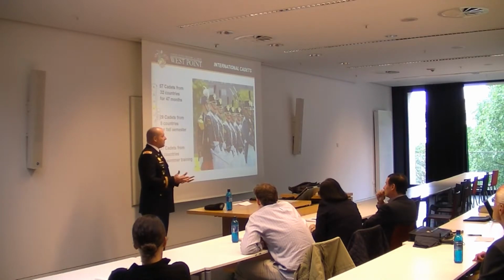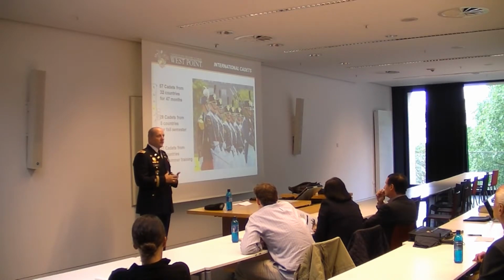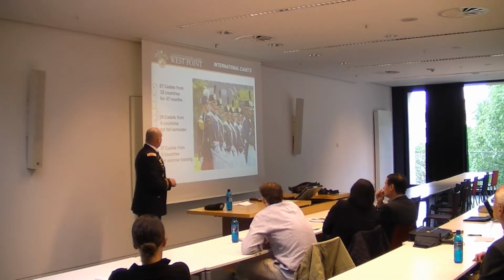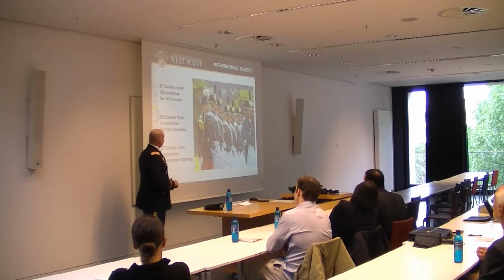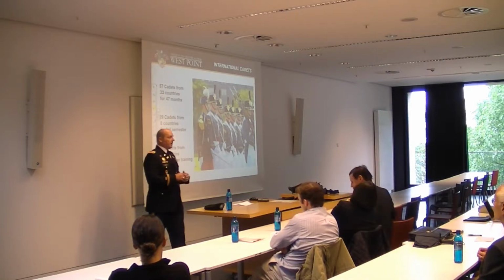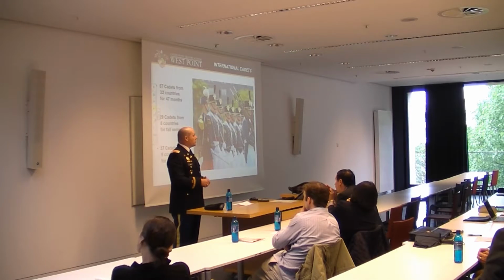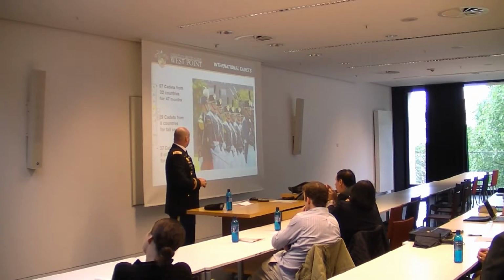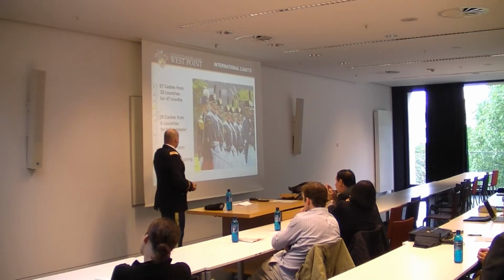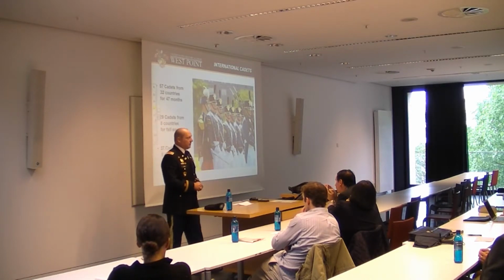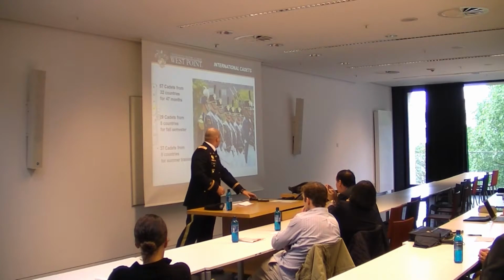At any one time at the military academy, there's about 57 cadets from 32 countries that are our friends and allies. For example, students from the German military. And we also have 29 cadets from 8 countries that come as exchange students in the fall of each year. Usually about 37 cadets from about 8 different countries come for summer training each year to train with us.